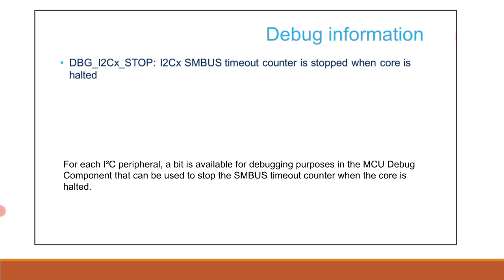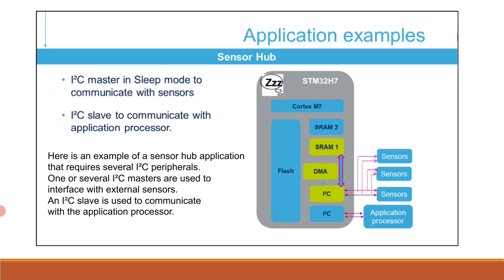Let's see some examples with STM32H7 here. I2C master in sleep mode to communicate with the sensors. I2C slave to communicate with the application processor. Here is an example of a sensor hub application that requires several I2C peripherals. One or several I2C masters are used to interface with external sensors, and the I2C slave is used to communicate with the application processor.